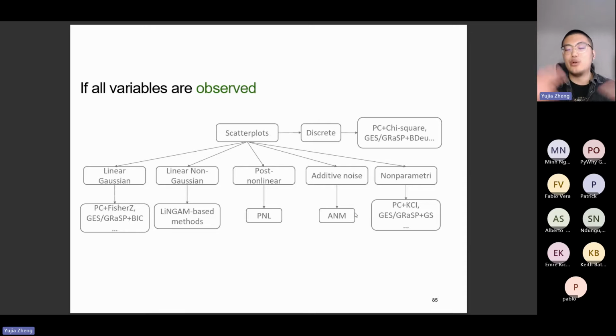And if we have a very general non-parametric distribution, we can always use a constraint-based method with a kernel-based conditional independence test, or a score-based algorithm with a generalized score. The generalized score here is just a kernel-based score we designed for score-based algorithms, and just like KCI, it's very general and can deal with non-parametric types of data.